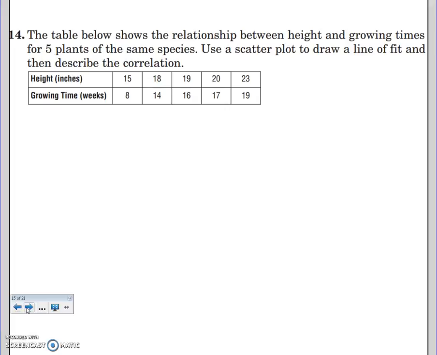All right, 15. The table below shows the relationship between height and growing times for 5 plants. Use a scatter plot, draw a line of fit, and describe the correlation. All right, that one I'm going to do on the next video because I'm running out of time. So just watch the next video for number 14.